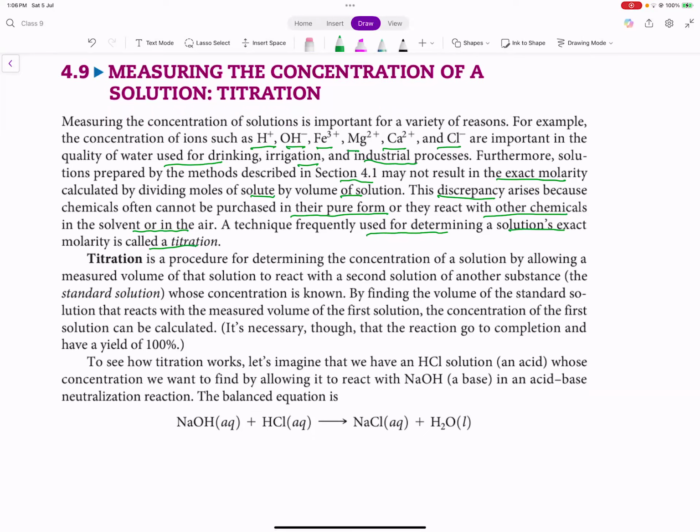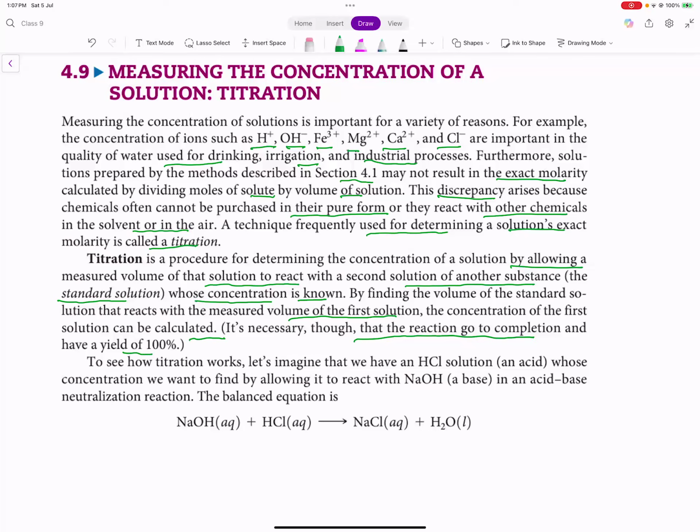So titration is a procedure for determining the concentration of a solution by allowing a measured volume of that solution to react with a second solution of another substance, which is called the standard solution, whose molarity or concentration we know. And by finding the volume of the standard solution that reacts with the measured volume of the first solution, the concentration of the first solution can be calculated. And it is a necessary condition that the reaction must go to completion and have a yield of 100%.